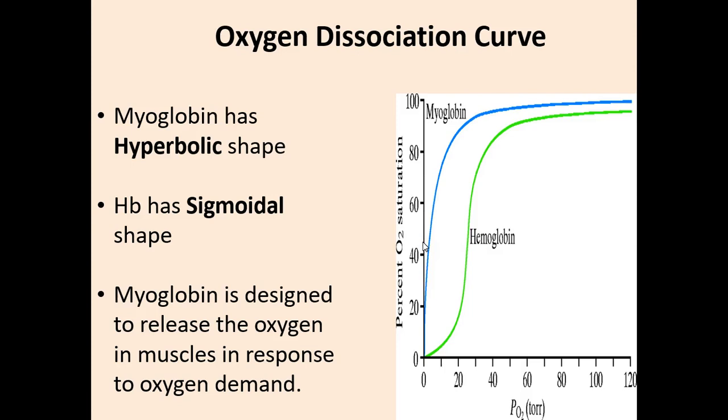Because myoglobin will bind oxygen efficiently in the lungs, where the partial pressure of oxygen is high, but myoglobin would not release much of it in the tissues, where the partial pressure of oxygen is very low. Hemoglobin solved this problem by undergoing a transition from a low affinity T state to a high affinity R state.